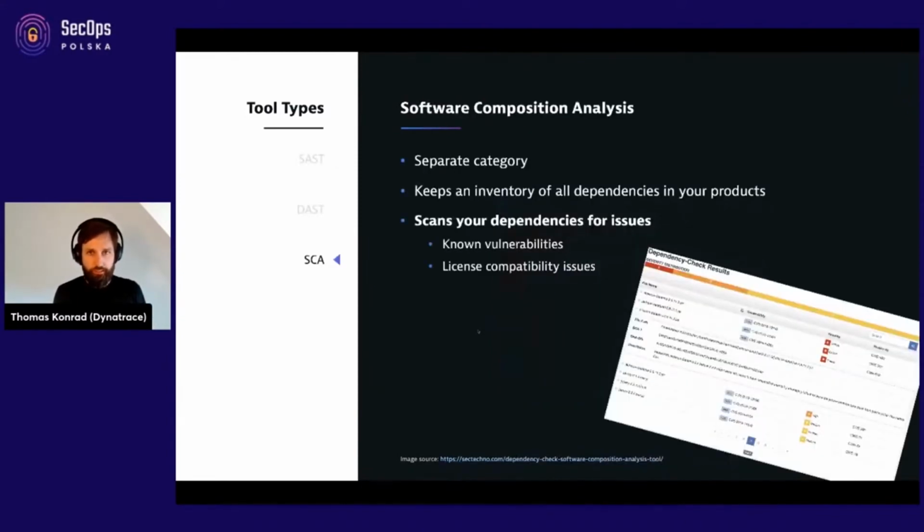Software composition analysis is a special thing in this regard. It's a separate category, and it keeps an inventory of your dependencies. So for example, let's say you have Maven or Gradle, and you have a list of dependencies in there. It checks them for known problems, also for license incompatibilities and other things, but important for security people specifically, known security problems. You can see Dependency-Check, an open source tool for just that purpose. That's an example result down here.